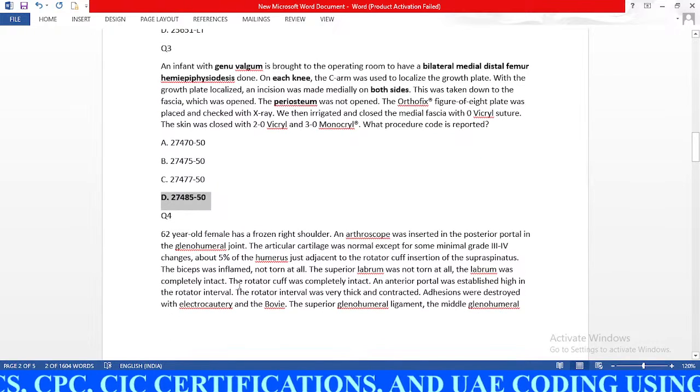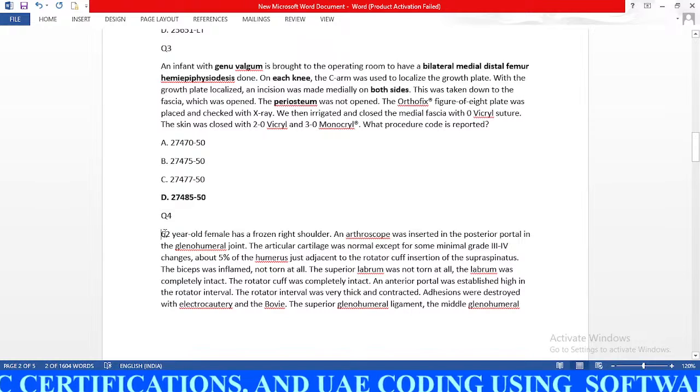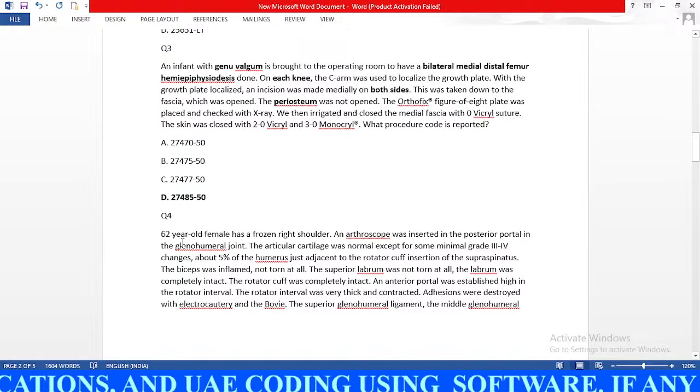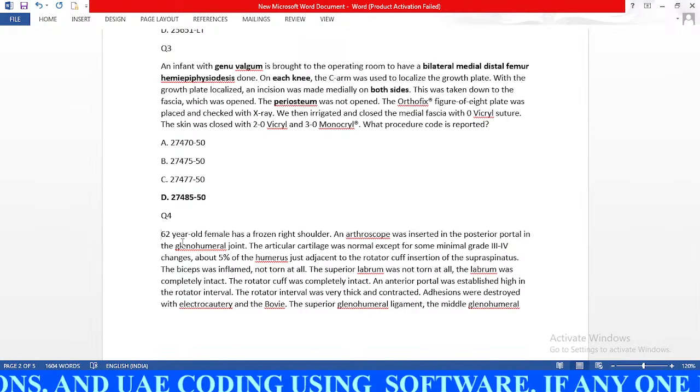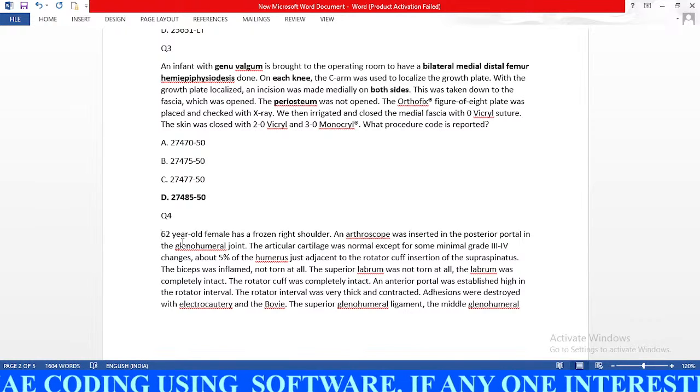Personally, I love the musculoskeletal system more compared to all. Thank you, Vishwanath. Thanks for attending this session. This session might be very useful for you.